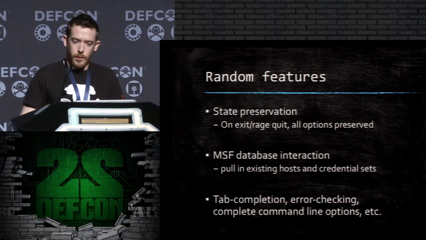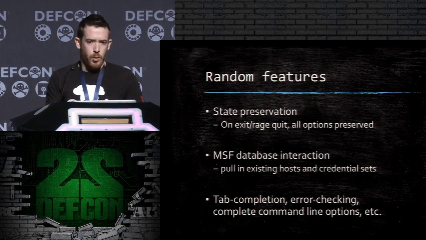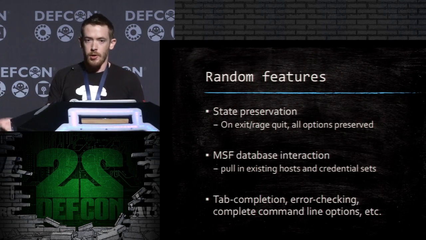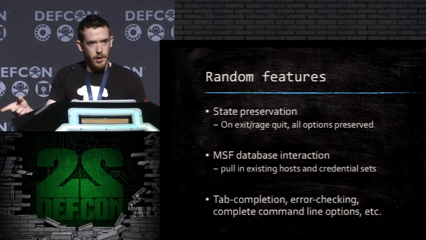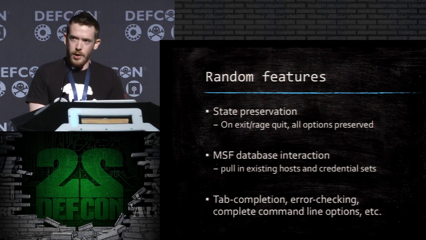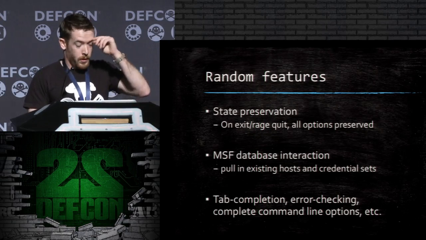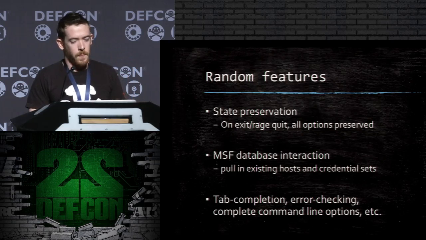There's also Metasploit backend database interaction. Right now, it can pull in any credential sets or targets from the Metasploit backend, and you can add those to your target sets. So a common thing we'll do is run the SMB login, get all the creds. We don't want to type the hashes every time, so we can just pull this in. And every single thing that can be tab completable is tab completable, because I've had to type through this stuff so many times. There's reasonably robust error checking. There's complete command line options, which I'll go over here in a little bit, and just a really big UI focus.